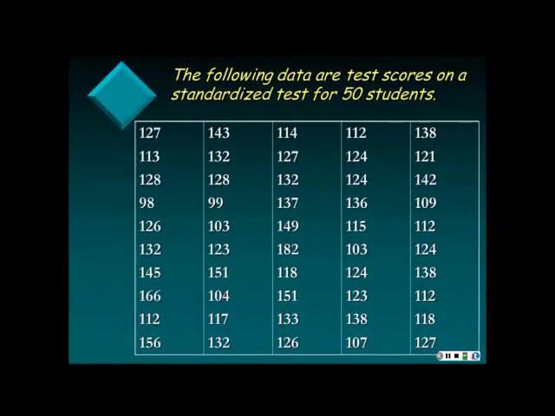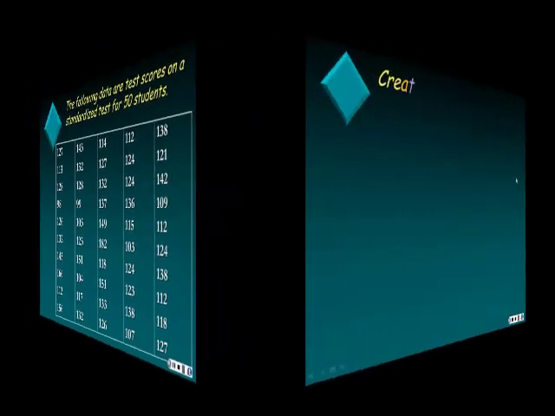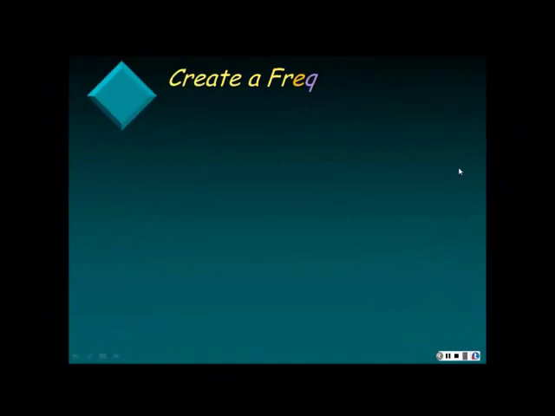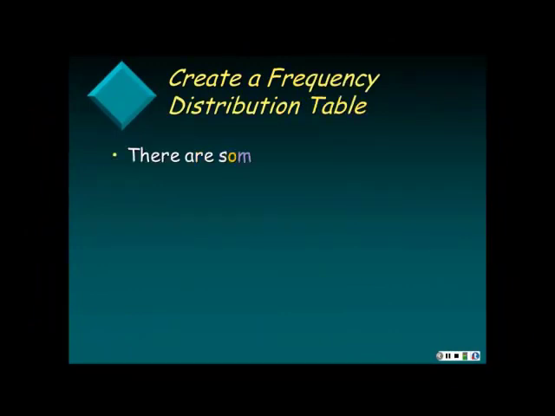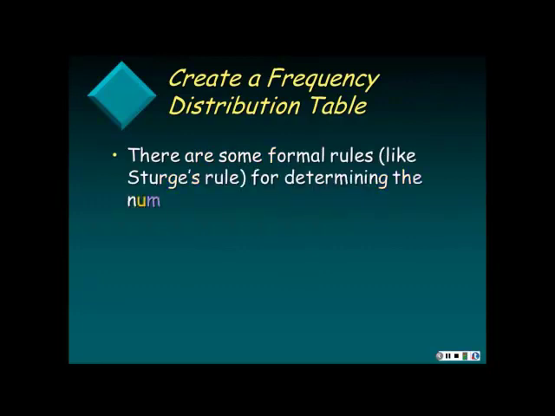So here's just some data on test scores for 50 students. We want to try and get some meaning out of that. So the first thing I'm going to do is create a frequency distribution table.